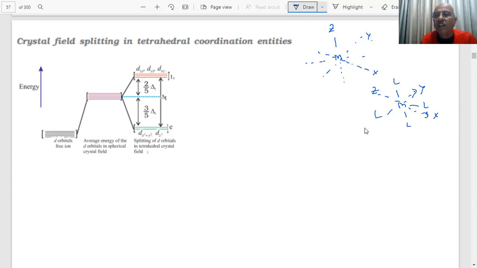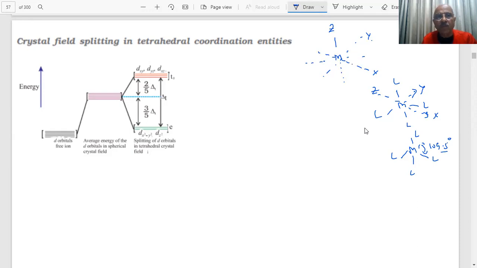So the ligands are not here. In the case of the tetrahedral, the ligands are approaching from the sides of a tetrahedron, which you know what it looks like. You have drawn it earlier also. These are my ligands. What is the bond angle? 109.5 degrees, you know about them. So they are not oriented towards the x, y, and z directions. So what will happen then?